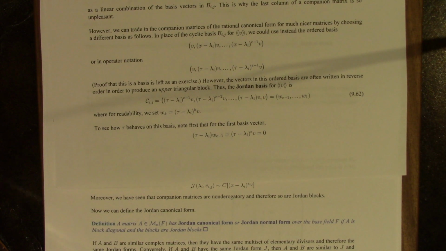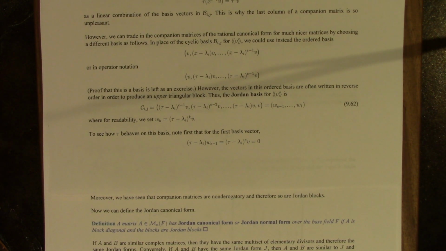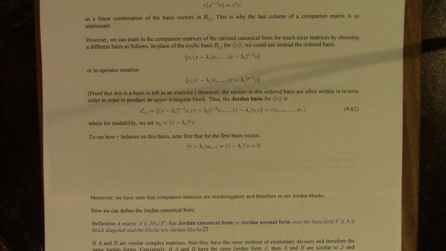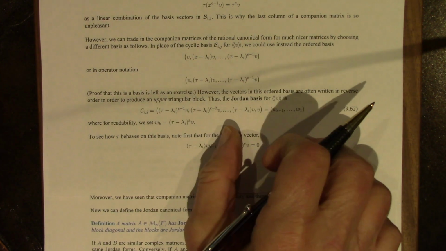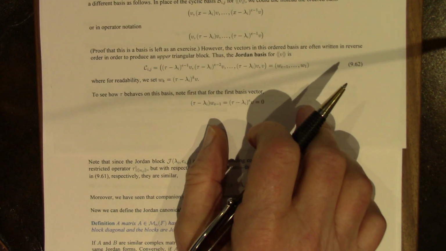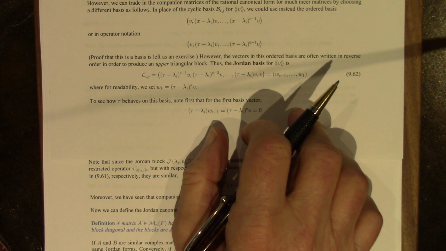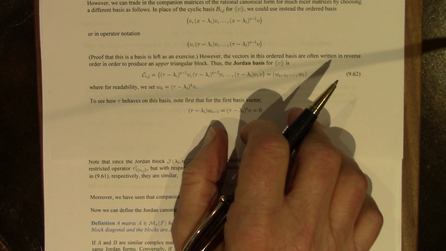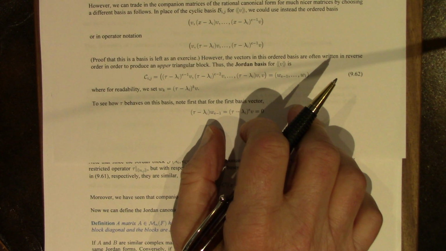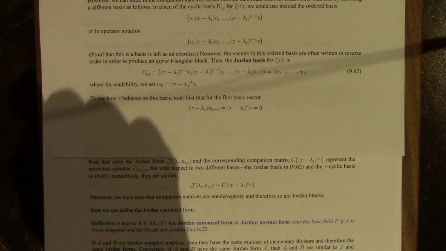True, it is the minimal polynomial and the characteristic polynomial, that's nice, so we can find it easily if we know the characteristic polynomial, but the geometry of the matrix is not that nice, with that last column generally being full of non-zero elements. But we can trade in the companion matrix, the matrices of the rational canonical form, for much nicer looking matrices by choosing a different basis.